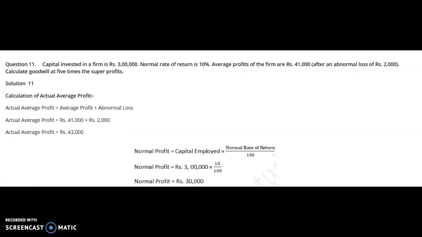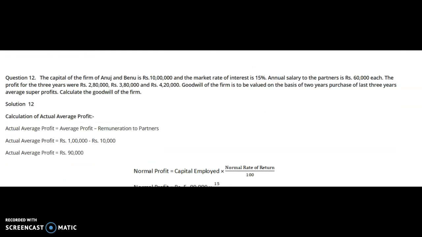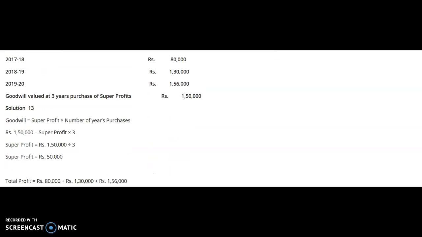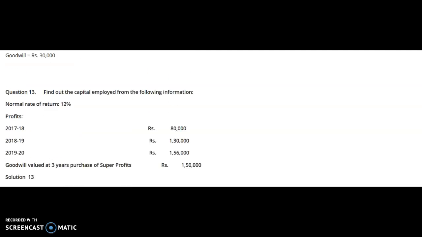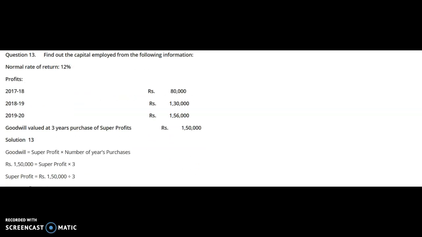I would also share with you one question relating to the calculation of goodwill on the basis of the capitalization method. Again, understand what we have to do under the capitalization method. We have to understand how much capital is required for a particular profit earned, that may be average, super or the actual profits. Here is one very simple question: find out the capital implied from the following information. Very simple question, but a ticklish question, understand. Here we have to find out the capital implied.